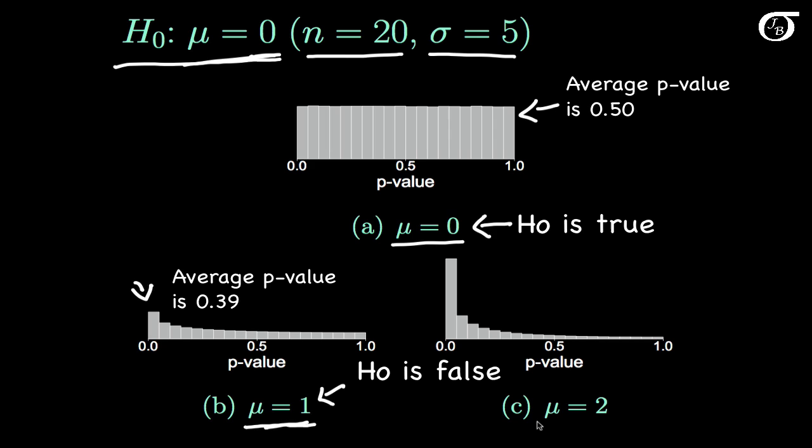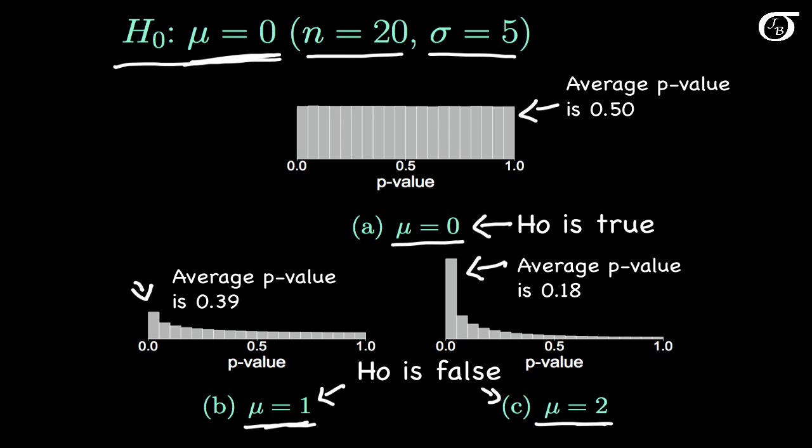In this other situation, the null hypothesis is still false, but mu is even farther from the hypothesized value. And this histogram of p-values is shifted even farther over towards 0. And the average p-value we got here is 0.18.